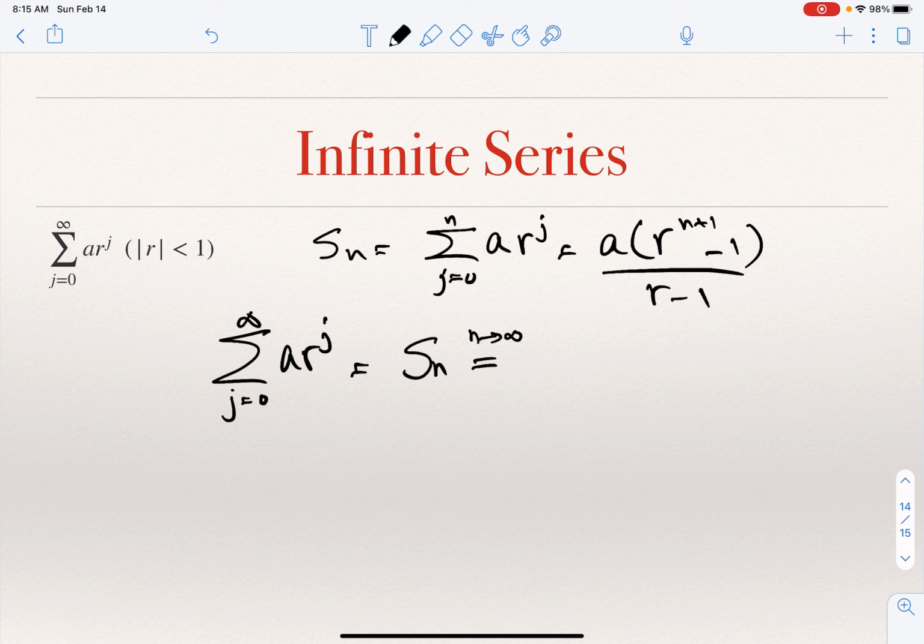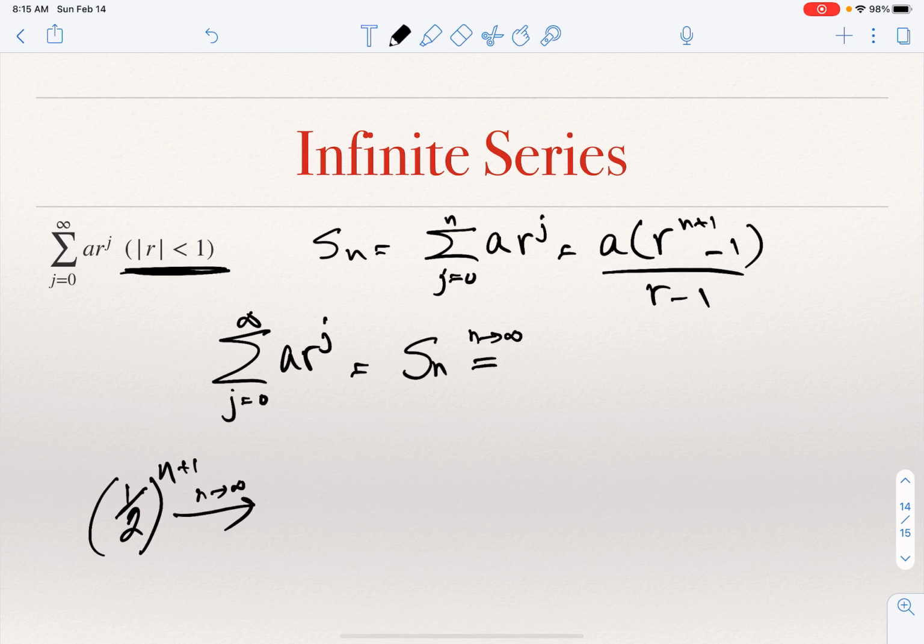So when n goes to infinity, look at the very important assumption here that the absolute value of r is smaller than 1. So this is a number that's smaller than 1. If you take a number smaller than 1, let's say half, and you raise it to the power n or n plus 1, it doesn't matter, what does this converge to as n goes to infinity? Half times half times half times half, and so on. This goes to 0, right?